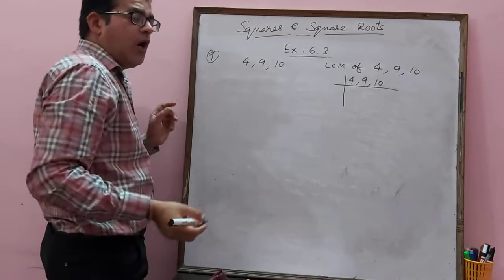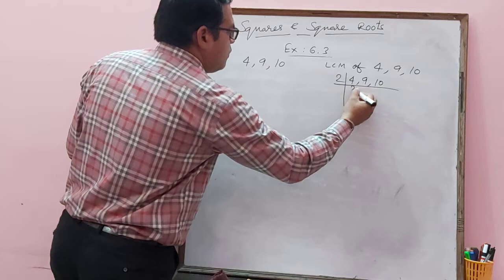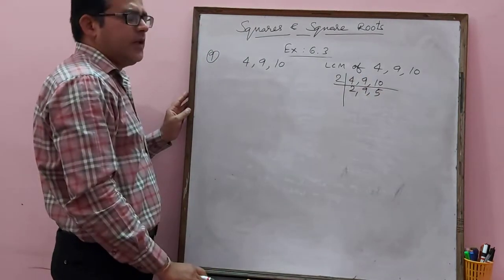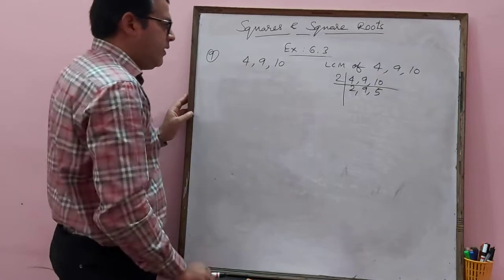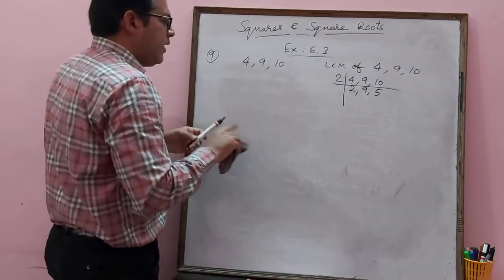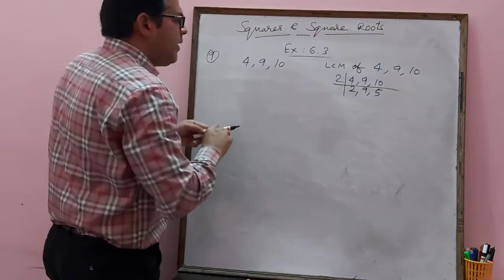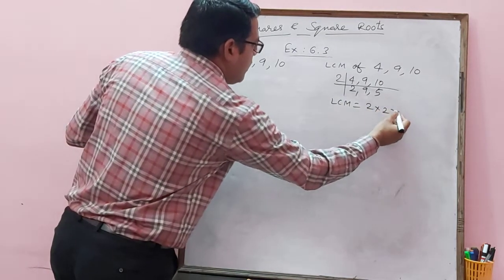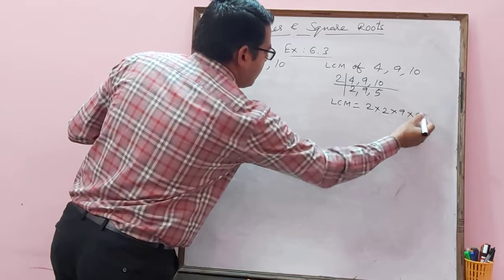You all know how to take LCM. For 2 and 9 we can write them as they are. Now you can see nothing is common there, we can't divide it. Right? So, what is LCM here? LCM is 2 into 2 into 9 into 5.